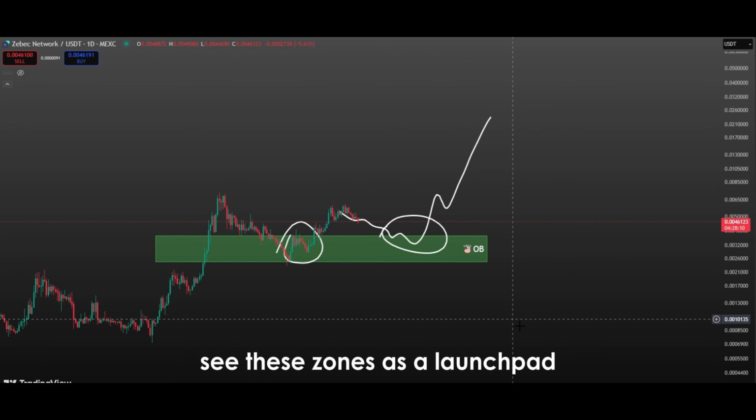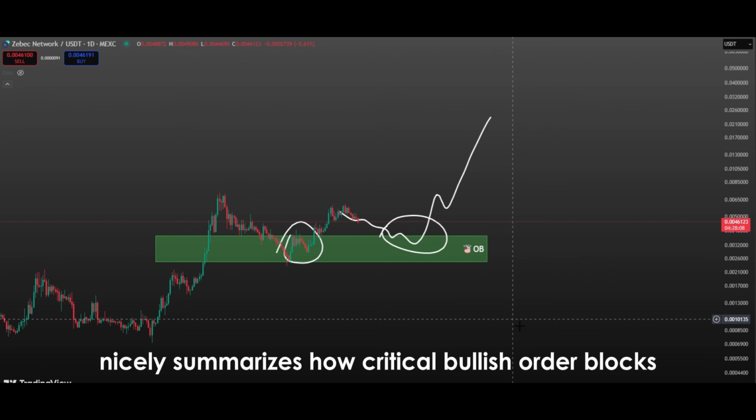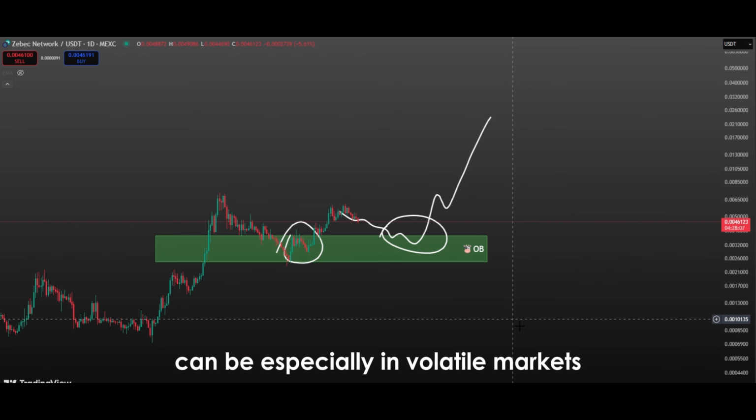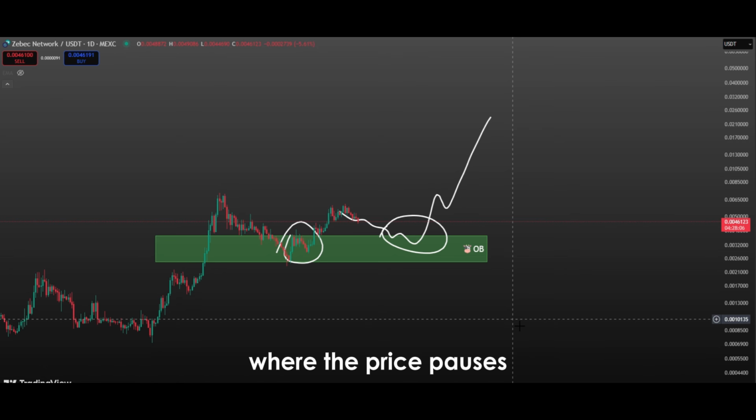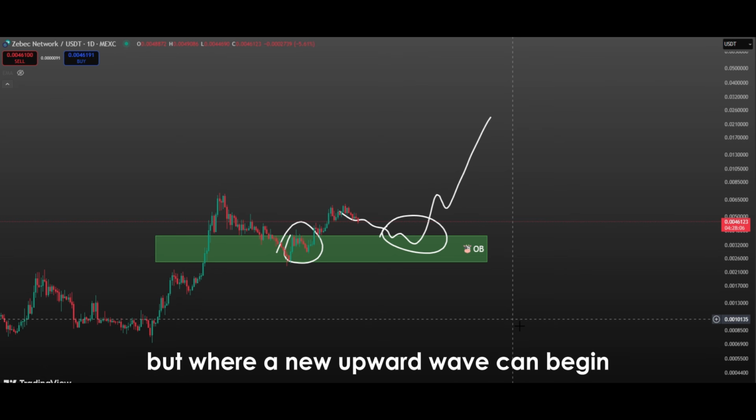Some traders see these zones as a launch pad. The price comes down to them, consolidates for a short while, and then accelerates upward like a car shooting off a ramp. This analogy nicely summarizes how critical bullish order blocks can be, especially in volatile markets, because these areas are not just places where the price pauses, but where a new upward wave can begin.